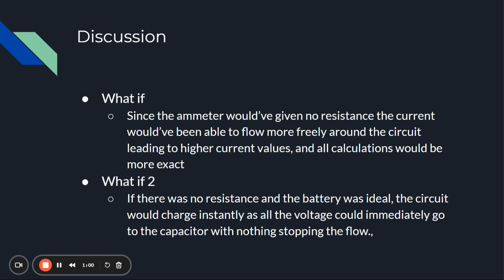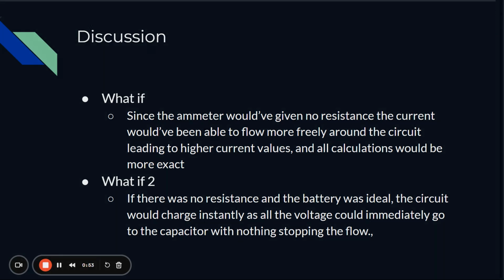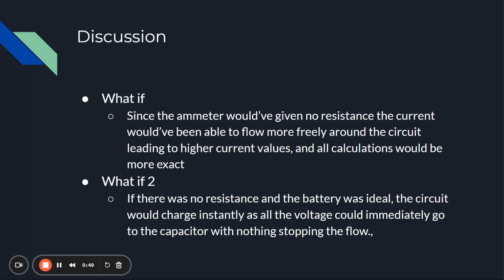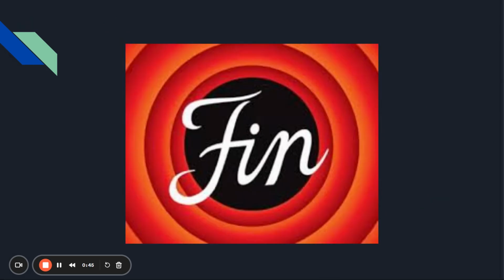Now, what if we did the same thing, but there was no resistance and the battery was ideal? Well, the circuit would charge the capacitor instantly, as all the voltage could immediately go into the capacitor with nothing stopping the flow, such as resistance of the wire.